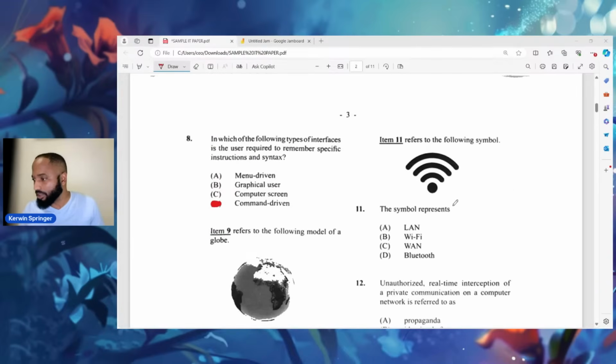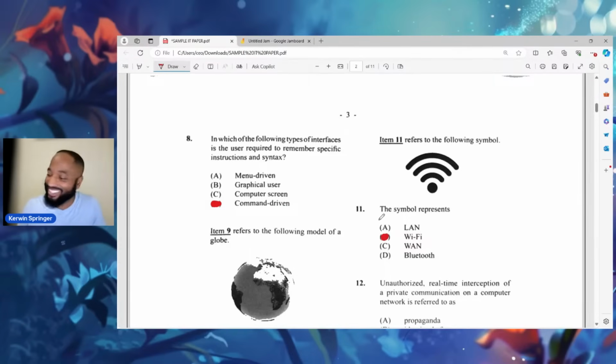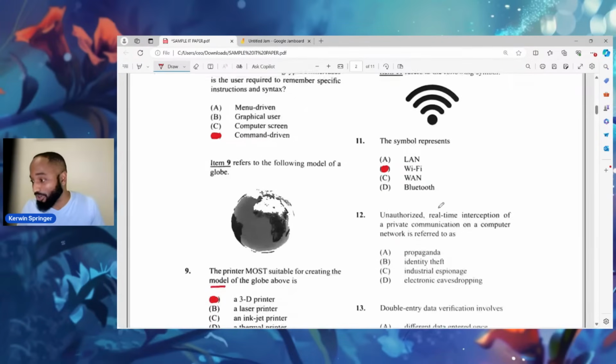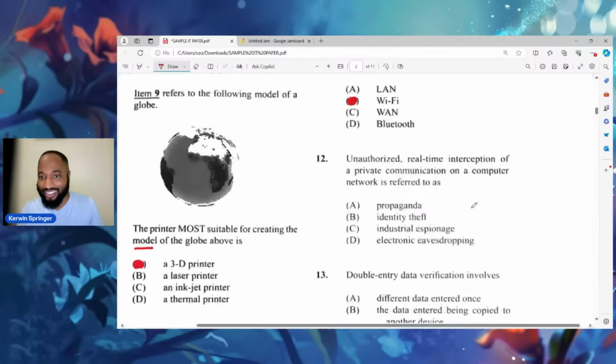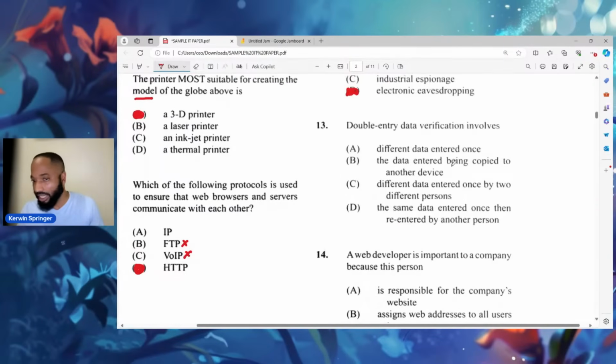Number 11, the symbol represents. If you get that one wrong, me no going up. Unauthorized real-time interception of a private communication. Not identity theft, not propaganda, not industrial espionage. We had to call it electronic eavesdropping.